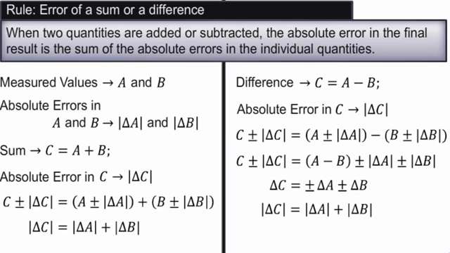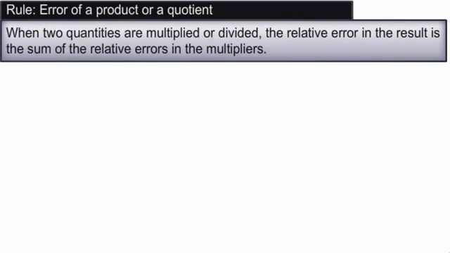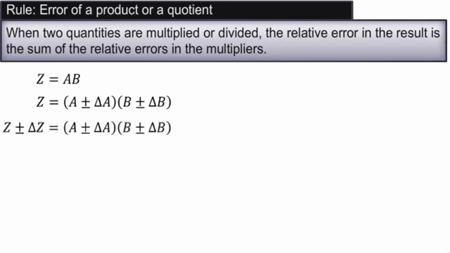When two quantities are multiplied or divided, the relative error in the result is the sum of the relative errors in the multipliers. Suppose a measurement Z = A × B, and the measured values of A and B are A ± ΔA and B ± ΔB. Then Z ± ΔZ = (A ± ΔA) × (B ± ΔB), or Z ± ΔZ = AB ± BΔA ± AΔB ± ΔAΔB.